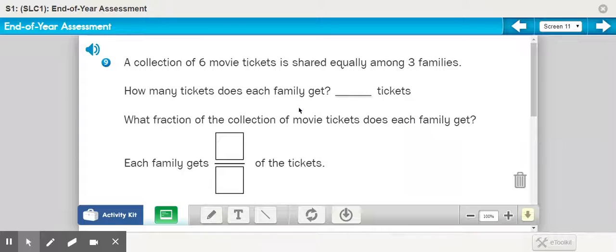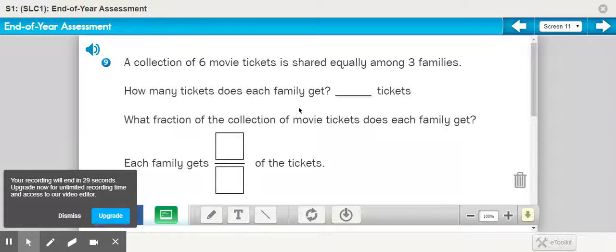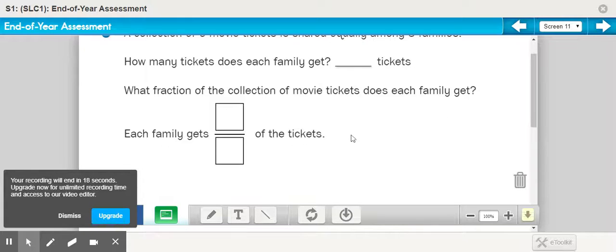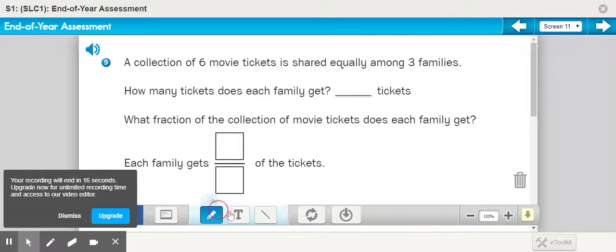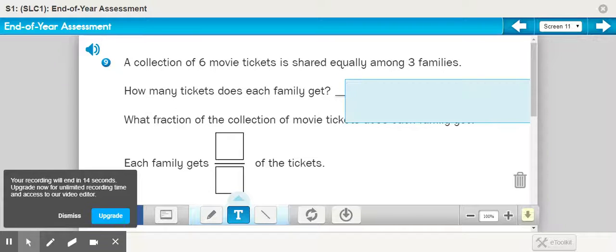Number 9, a collection of 6 movie tickets is shared equally among 3 families. How many tickets does each family get? So if you have 6 movie tickets and you're splitting them to each family, you want to think 6 divided by 3, and how many tickets would each family get? And so as we think about that, 6 divided by 3 equals 2.